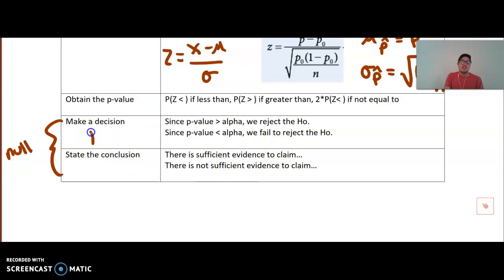So make a decision. Actually, this is based on the H0, and then state the conclusion. This is in context of the Ha. Kind of, sort of. So basically, we have sufficient evidence to claim the Ha is this, or we do not have sufficient evidence to claim the Ha is this. So we either reject the H0 or fail to reject the H0. We never accept the alternative or fail to accept the alternative. So we are making a decision with respect to the H0.